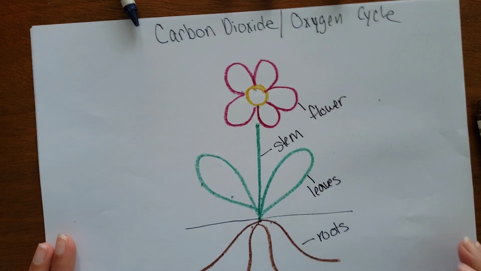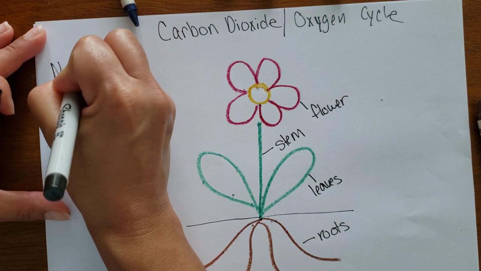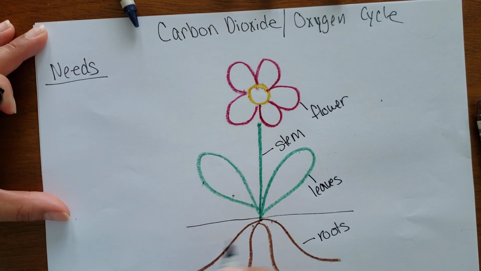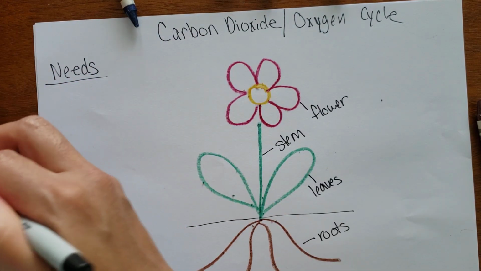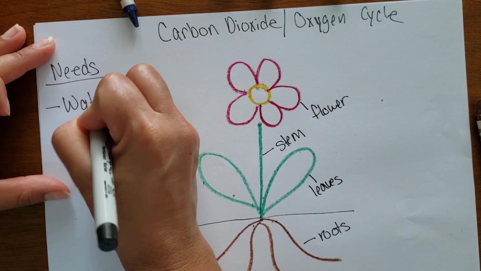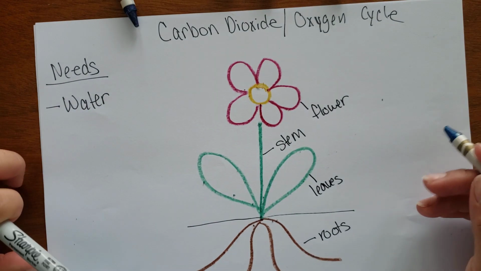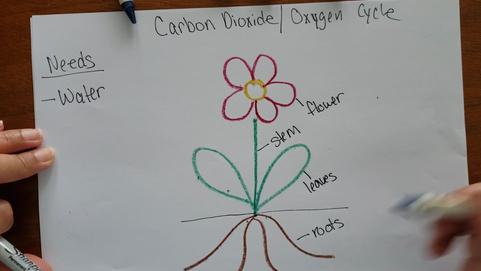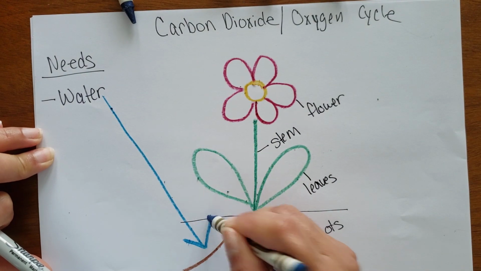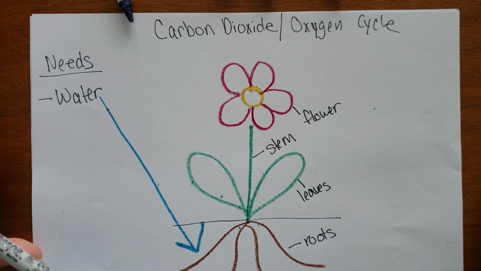Okay, there you are. Now, what are some things that the plant needs to survive? What are the needs of the plants? Well, first of all, it needs what? It needs water. That's true. Now, what part of the plant is responsible for absorbing water? Actually, that's the roots. The roots absorb water. That's their job, to absorb the water.